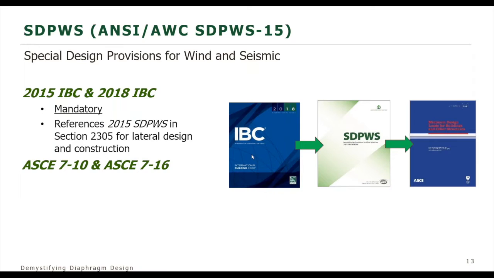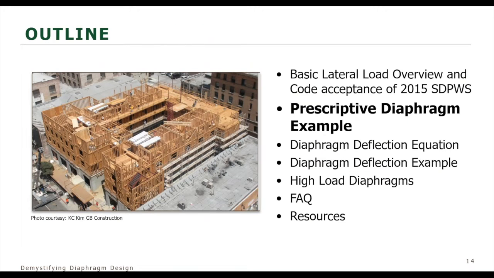Now, the 2015 IBC references the ASCE 7-10. The 2018 IBC references the ASCE 7-16. But the wind and seismic provisions, the 2015 references ASCE 7-10. So there's a little bit of off syncing of what's referencing what as far as ASCE 7-16, but we want to make you aware that there is a difference between the codes and the standards. Now I'll go ahead and hand it off to Buddy, who will get into the actual prescriptive diaphragm design.